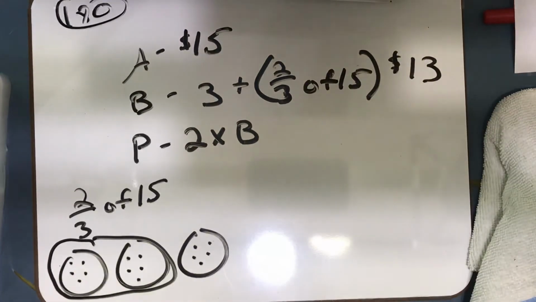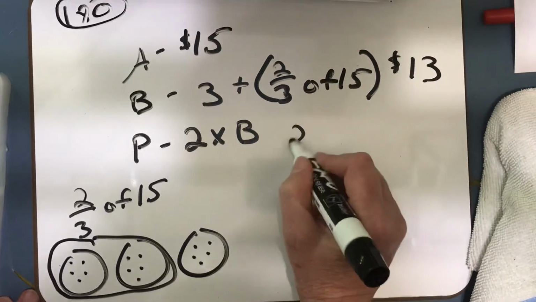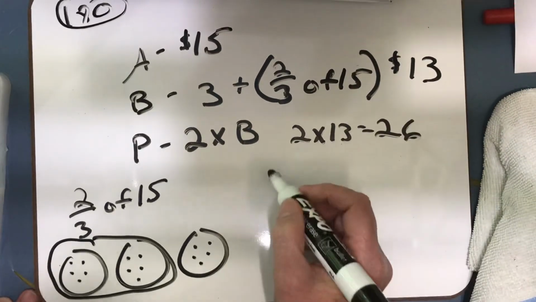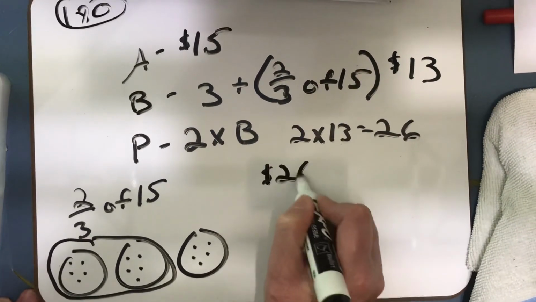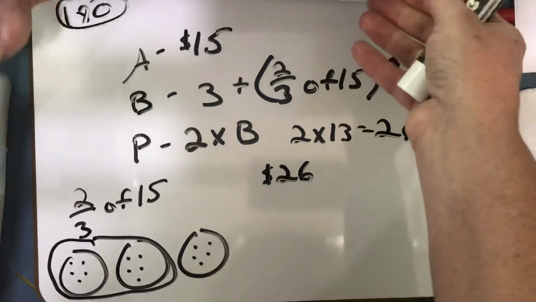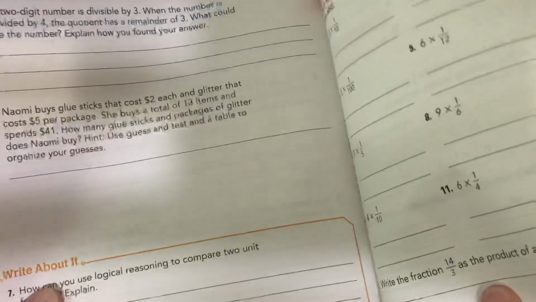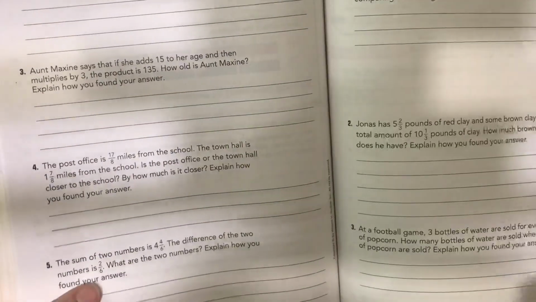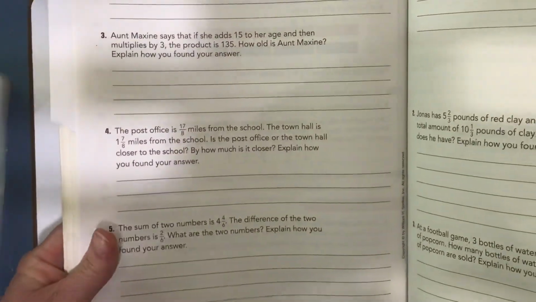And Parker has 2 times as much. So Parker has 2 times 13 equals 26. So Parker has $26. So we've done 3 of the problems. You have 3 more to do. Okay, there are no more for you to do on page 182. But on 181, you have to do 1 and 2. And on 180, you have to do number 4.